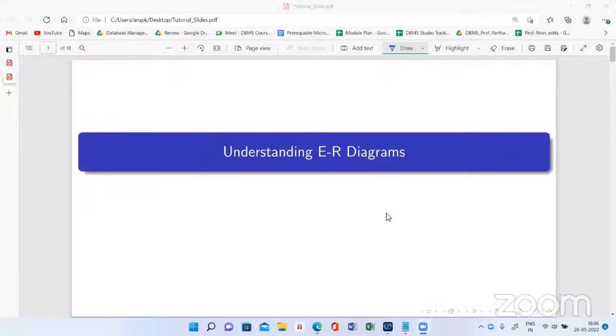Arup sir, over to you. Yeah, sure, Pradeep. Thank you. Hello, everyone. So let us go for it. So we'll start with the ER diagram, right? So is the screen visible to you? Yes, sir. Okay, so can anyone tell me what do you mean by a data model?